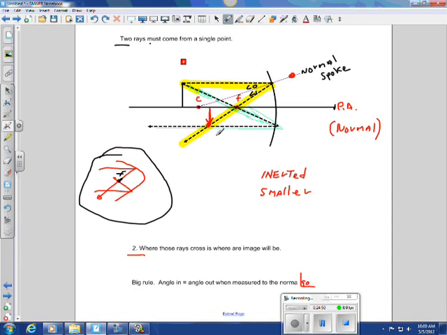And these light rays are coming together. This one and this one came together and crossed. Because they crossed, we call them converging. And if light rays converge, then you have a real image that can be projected onto a screen. That can be projected.